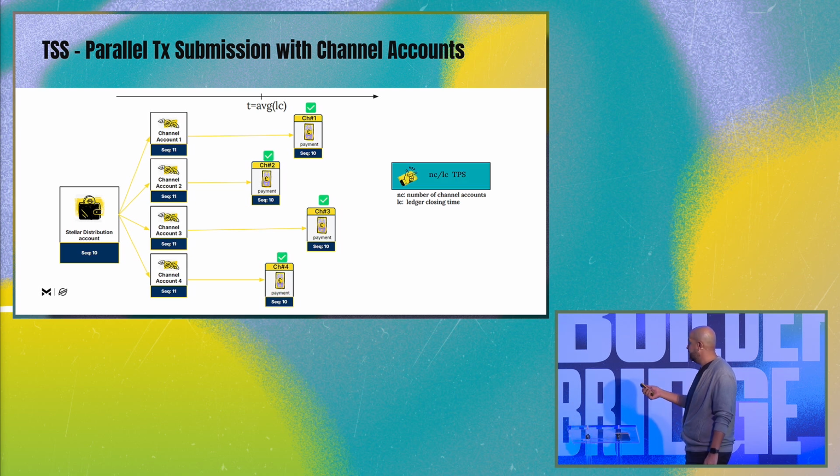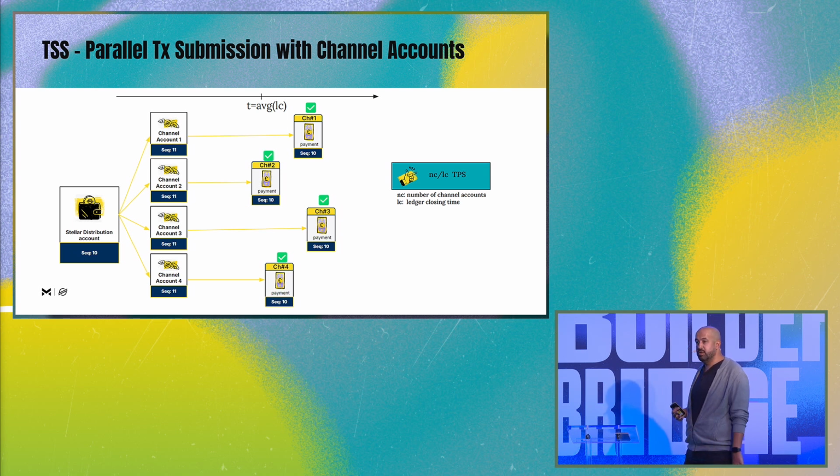Of course, there come a lot of caveats here. The TPS here is the number of channel accounts divided by the average ledger closure time, but the theoretical limit is about 200 TPS on the Stellar network, and theoretically you're not going to be able to saturate the network. So take this with a grain of salt. There is a limit to how many channel accounts you can create. You can't just go create 10,000 channel accounts and try to get an unlimited number of payments out.